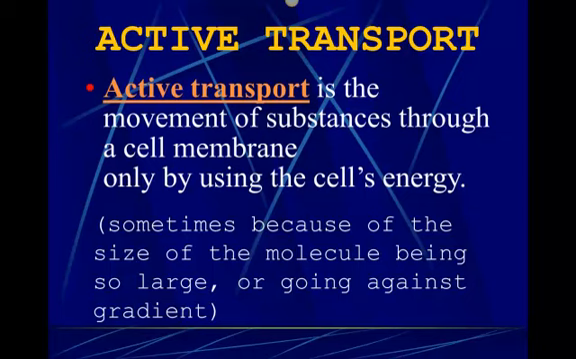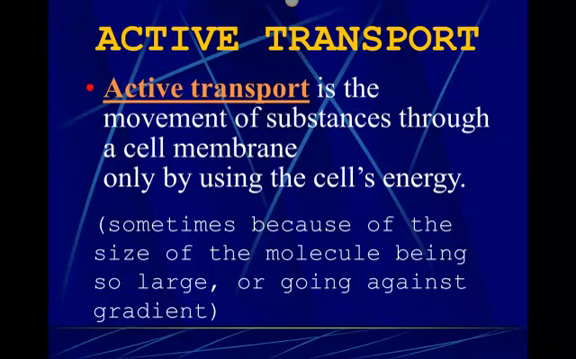Active transport, as I said, requires energy. So it's the movement of substances through a cell membrane only by using cell energy. Now, why would it need to expend energy? Well, there's a couple of reasons. Sometimes it's because of the size of the molecule. It's so big, they've got to tug and tug and tug to get that molecule across. But sometimes it's because it's going against the gradient.